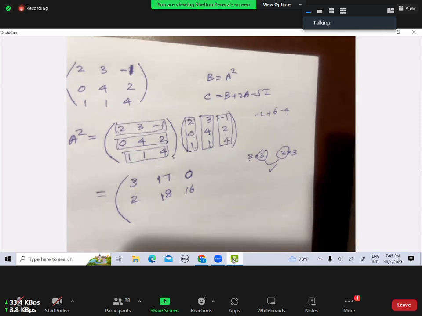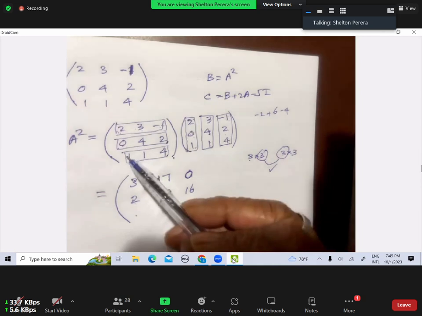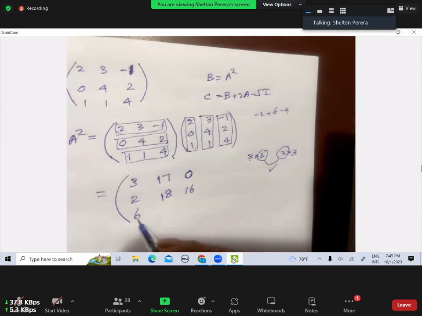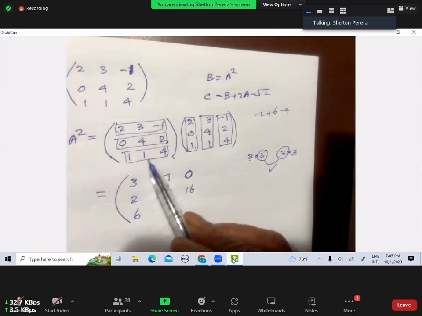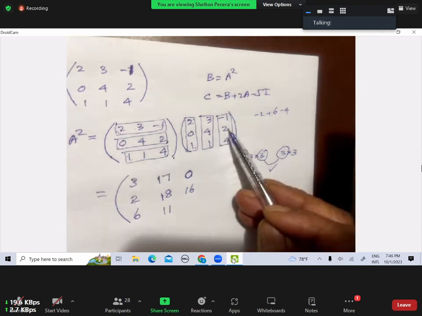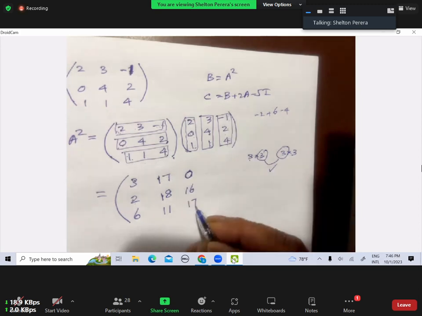Now this times this: 0, 8, and another 8, 16. Okay, 16. Then go to the third row, first column. That is how you multiply. Third row, first column: 2, 0, 4. 2 plus 0 plus 4 is 6. This multiplied by this: 3 plus 4 is 7, plus 4 is 11. Multiply: minus 1, 2, plus 16. 18 minus 1 is 17. That is our matrix.